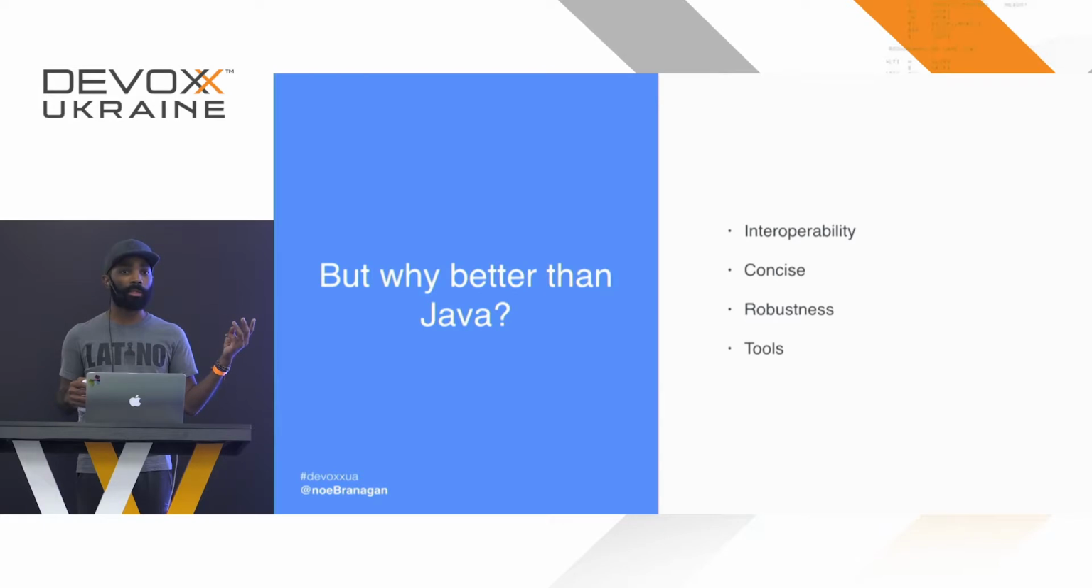The second is that it's more concise. You can write less code and provide the same functionality as you do in Java. The third one is to be more robust. So you will get fewer errors writing code in Kotlin. I don't want to talk right now about the null pointer exception, but that's one of the big promises that people are trying to use. And the fourth one is the tools.